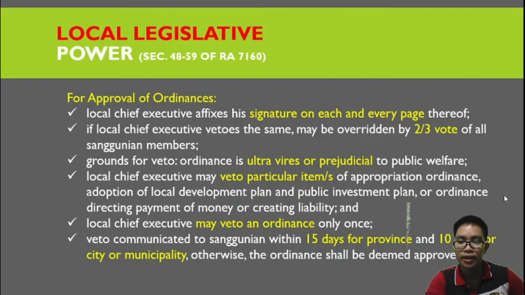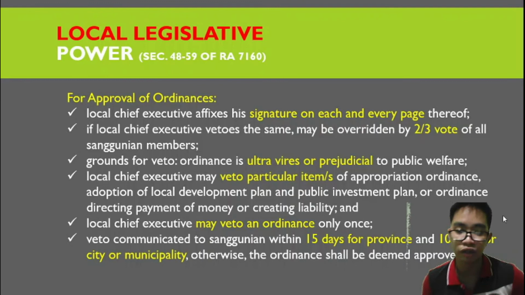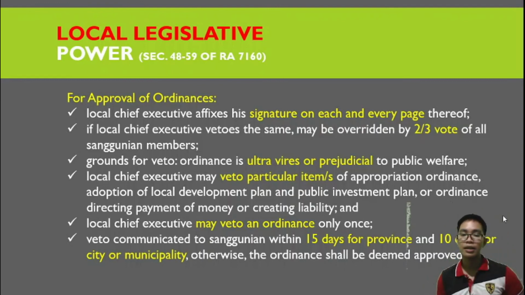Minsan lang. Pero, pag walang na-receive na response or communication ang sanggunian within 15 days, pag sa case ng province, and 10 days in the case of municipality or city, automatic na yung ordinance is approved. Unlike sa national government, diba, pag sa national, 30 days ang duration. Kapag walang response ang president about the bill, automatic yung bill na yon magiging batas. Sa local government, 10 to 15 days. Depende sa kung anong LGU, province ba siya or municipality.